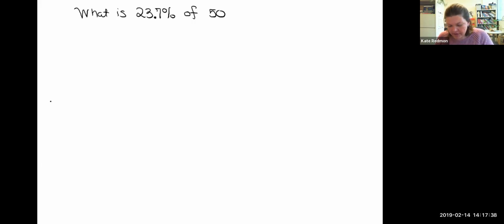So anyway, that's all well and good to have a nice trick when you have one, but what about when you don't? And so one way that we can deal with this is to directly translate this into an algebra expression, an algebraic expression.